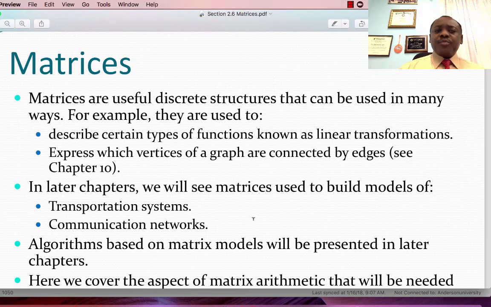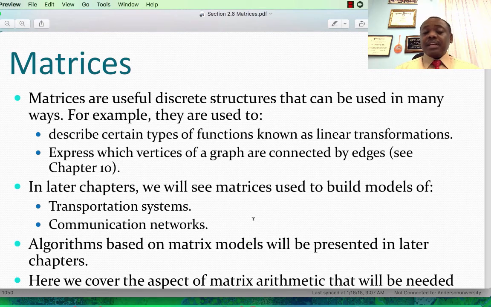So let's start off with matrices. Matrices are useful discrete structures that can be used in many ways. For example, to describe certain types of functions known as linear transformations, and for those who are interested in graph theory, to express vertices of graphs that are connected by edges. And we will see that some more in chapter 10.